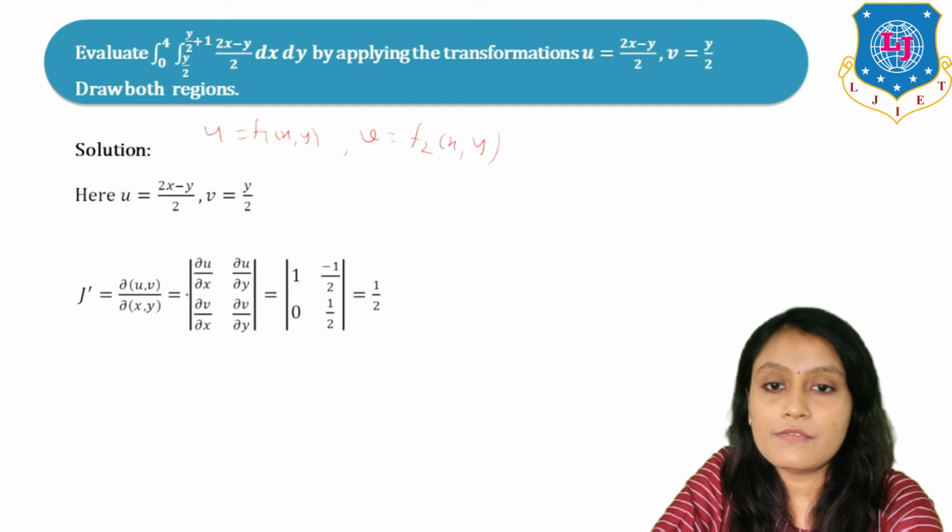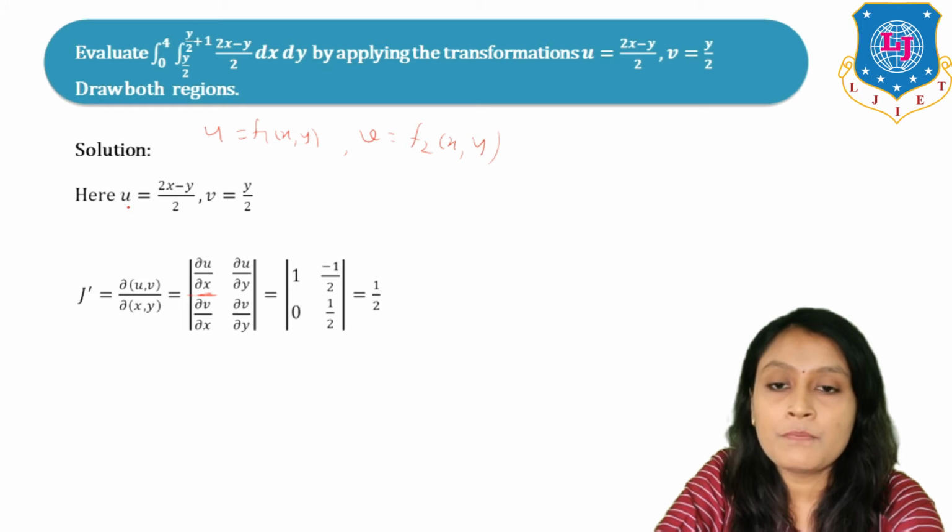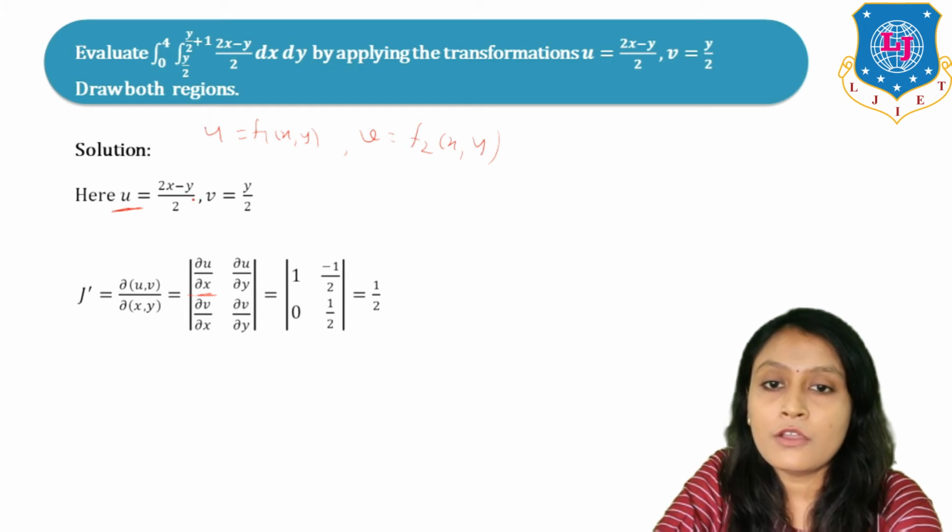Firstly we will find del u by del x, that is the derivative of u with respect to x, and we will keep y constant. So this minus y is constant, the derivative of x is 1, so 2 upon 2 will give you 1. Next we have to find del u by del y, the derivative of u with respect to y keeping x constant. So this 2x is constant, so its derivative is 0, and the derivative of minus y is minus 1, so here we have minus 1 by 2.